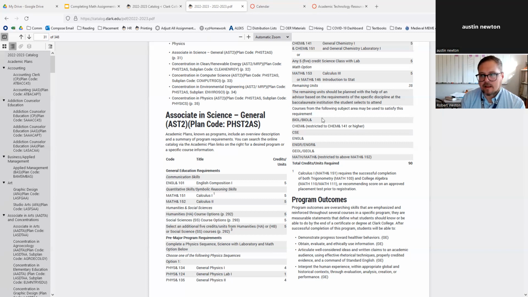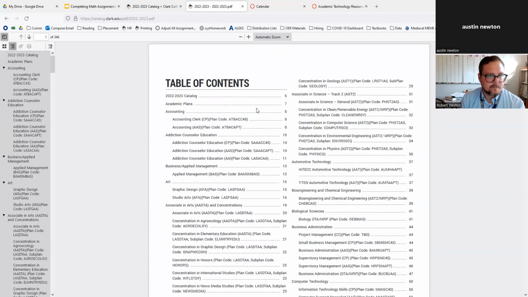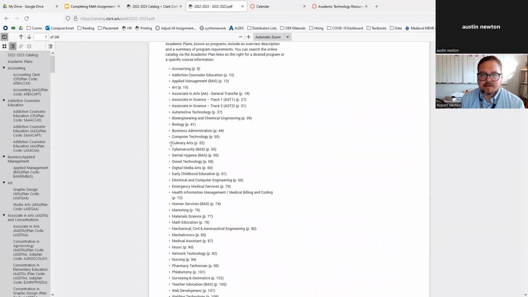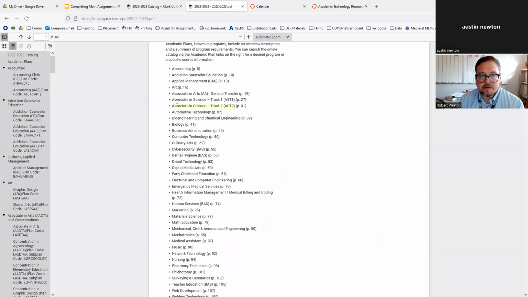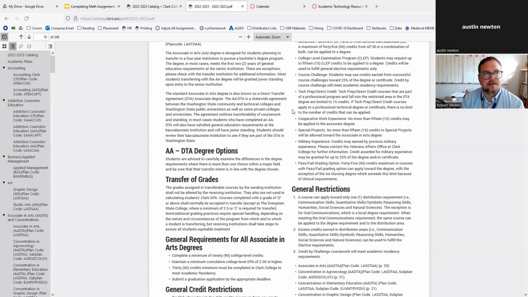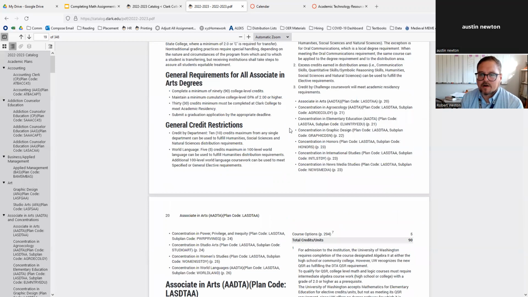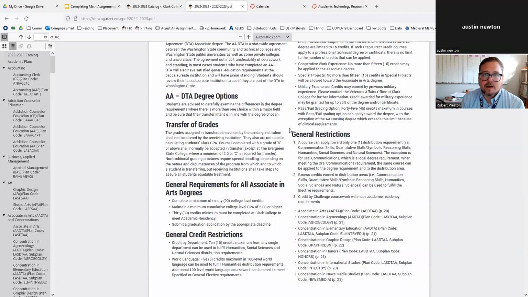I guess I'd say, academic plans in general at Clark. This is just a list of all the different things we have available. There is also the Associate in Arts General Transfer. So if a student is unsure or unclear as to what kind of major they want to do at a four-year college, this is probably a really good option for them in terms of getting all of their general education done, but also having a focus.